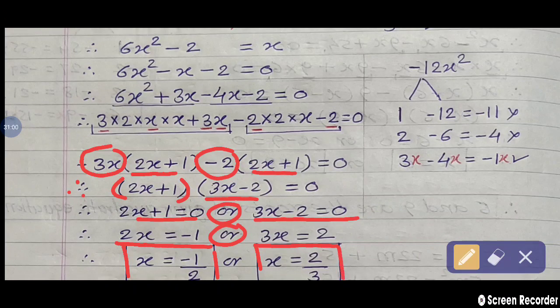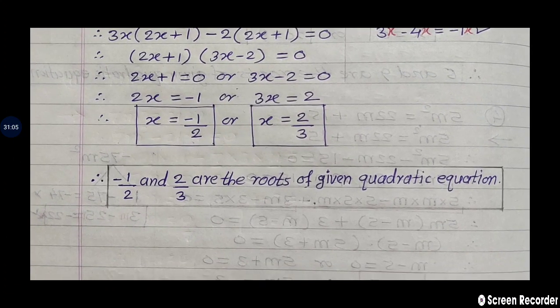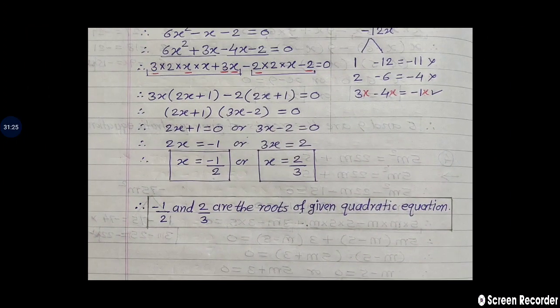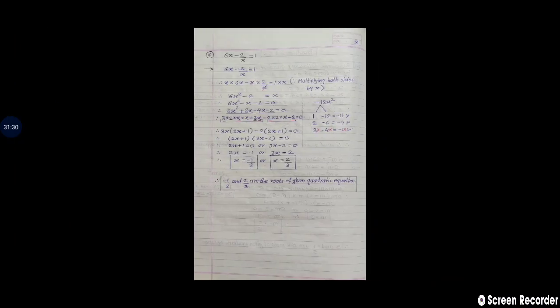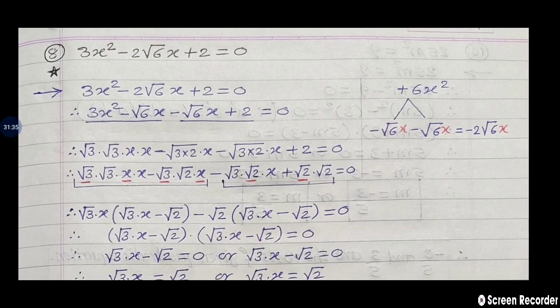So at the last, what we are writing? In this way we are getting the two factors. Check. x is equal to minus 1 upon 2 or x is equal to 2 upon 3. So minus 1 upon 2 and 2 upon 3 are the roots of the given quadratic equation. All of you understood properly? So don't get confused in plus or minus signs. Next, we are solving a few more examples.